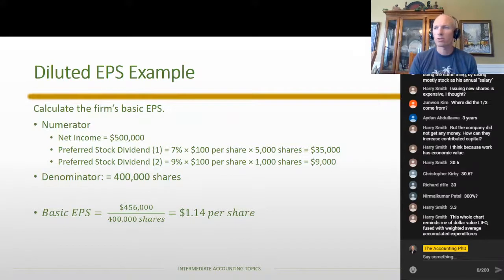But I think for most students, that's going to be a fairly straightforward calculation. And so our basic earnings per share, given this information, is $1.14 per share. And so what we're thinking about from here on out is saying, okay, what types of securities might we have that would decrease our earnings per share? And our starting point is $1.14.